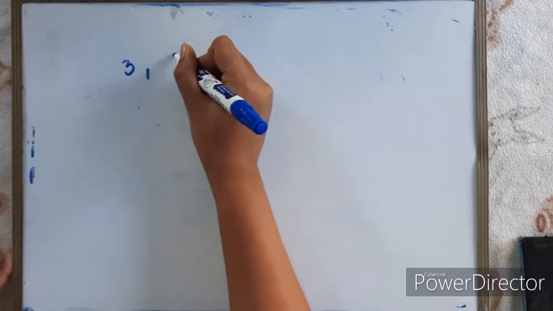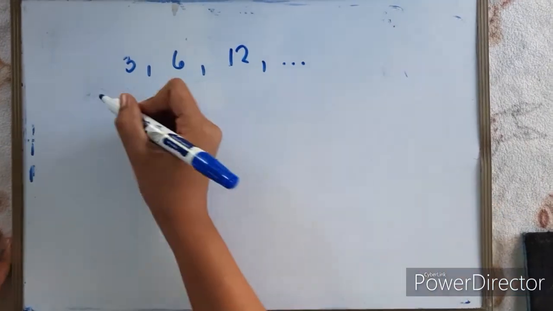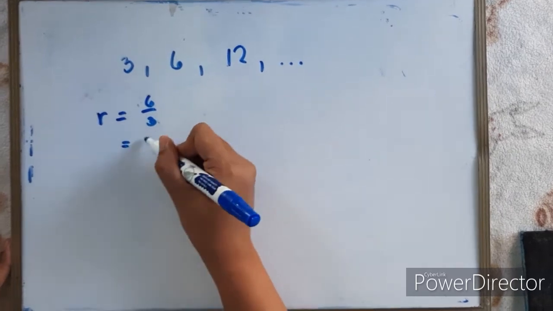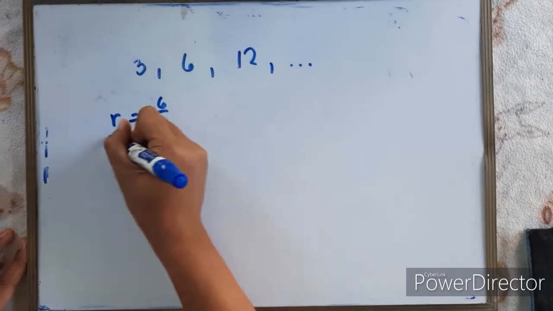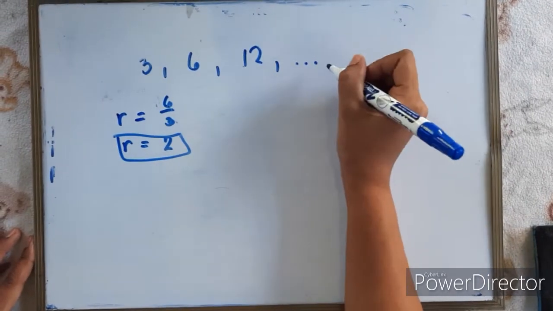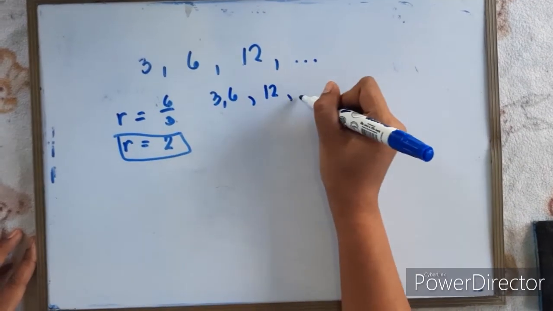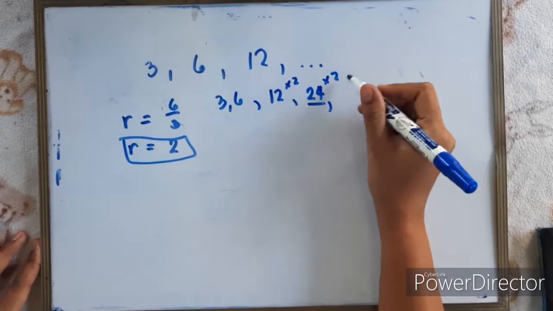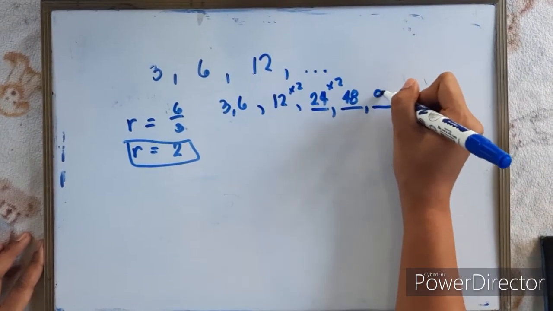Okay, we have here example 3, 6, 12, and so on, and you are going to give the next 3 terms of the geometric sequence. First step, you are going to solve for the ratio by dividing the second term by the first term. So we have the ratio now is 2. Okay, next you are going to multiply the common ratio to the last term. So we have here 3, 6, 12 times 2 is 24. 24 times 2 will be 48, and 48 times 2 is 96.